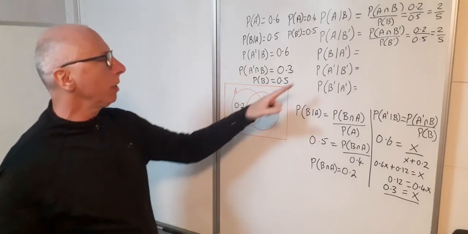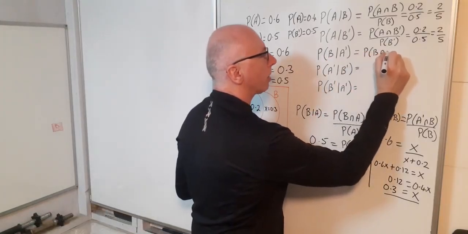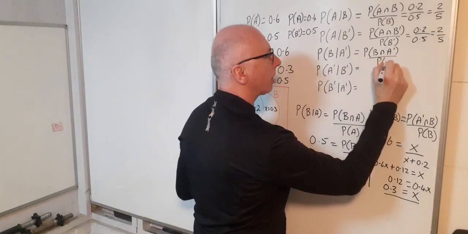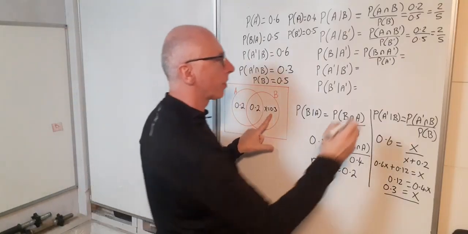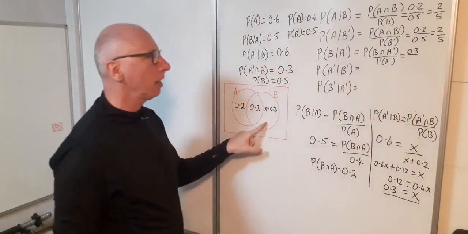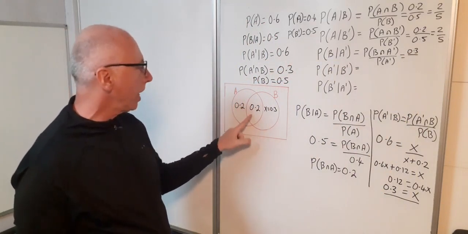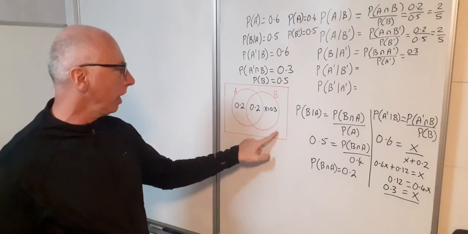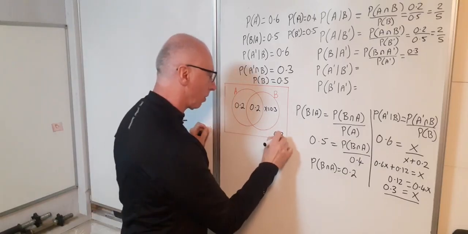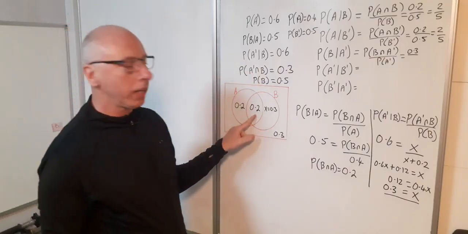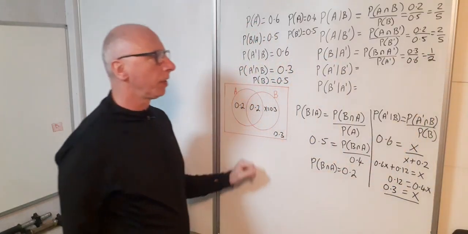Okay, now the probability of B given not A has already happened. So it's the probability of B intersection not A over the probability of not A. B intersection with not A is 0.3, that's this bit here. And the probability of not A is all of the other stuff. Now we need this bit here, which is not enclosed in the circles, which is 0.3. So not A will be 0.6. So then that equals 1/2.